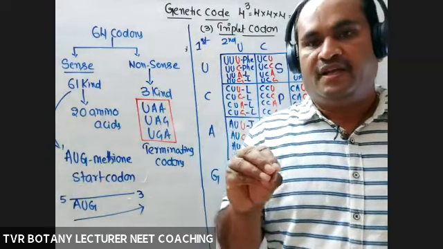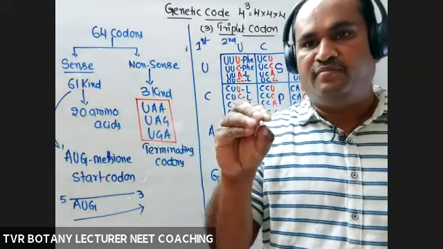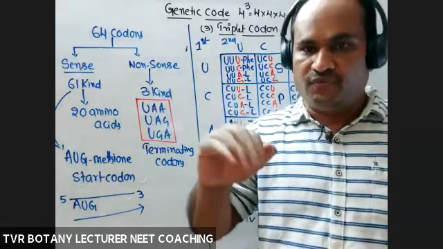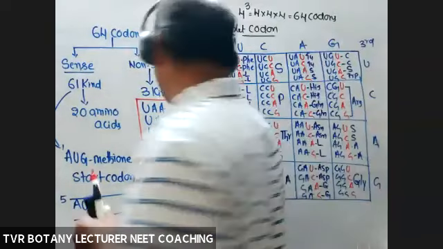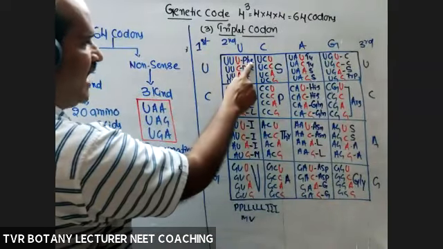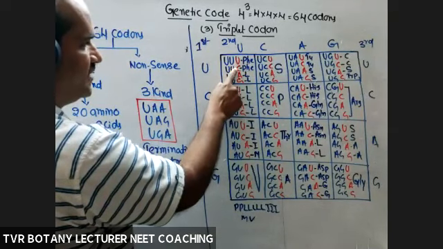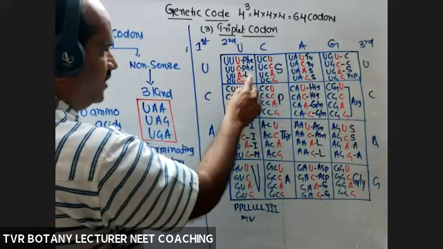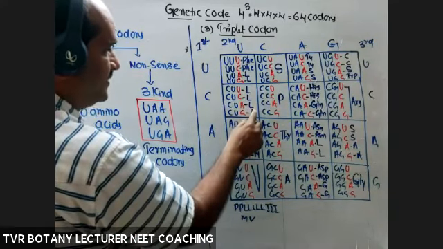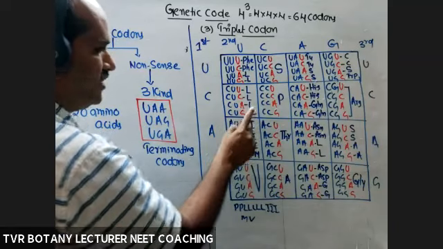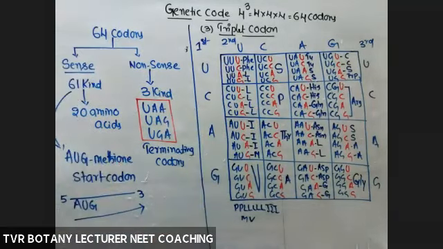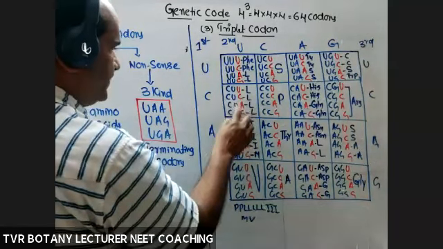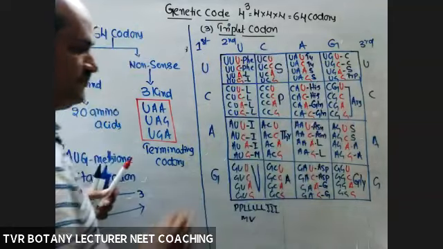Next, the number of amino acids coded by more than one kind of codon: two kinds, three kinds, four kinds, like that. Take them one by one. Phenylalanine is coded by how many kinds of codons? Two types of codons. And what about leucine? 1, 2, 3, 4, 5, 6. So leucine is coded by 6 kinds of triplet codons.